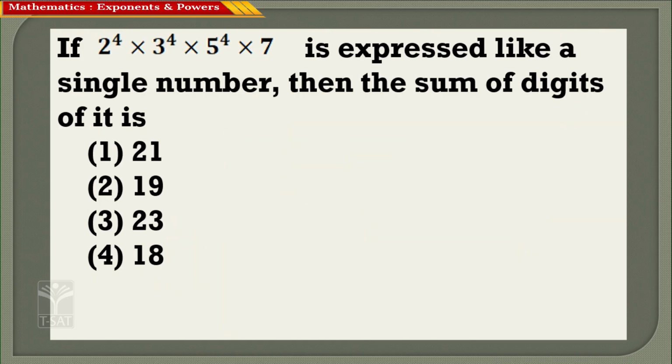If 2 power 4 into 3 power 4 into 5 power 4 into 7 is expressed like a single number, then the sum of digits is.